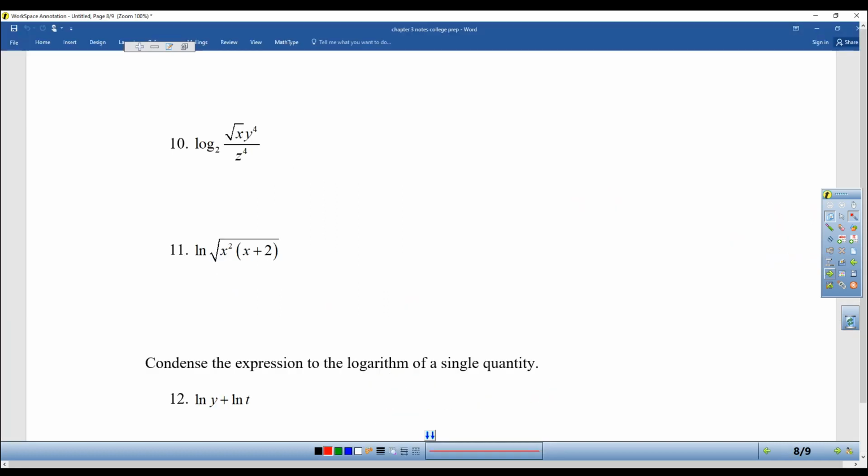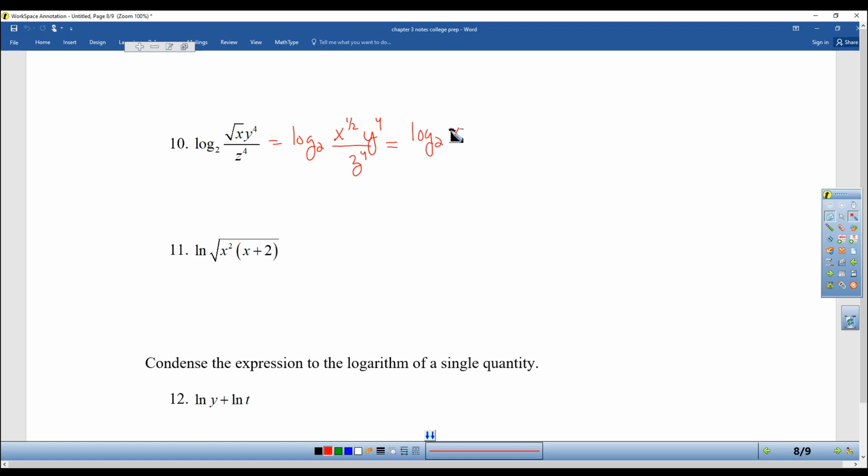Next one. Natural log of the square root of x, y to the 4th. So the very first thing I'm going to do is rewrite it with x to the 1/2. And it's over z to the 4th. All right, so this is the first one we've had where we have 3 things going on. There's an x, a y, and a z, but all the same rules apply.